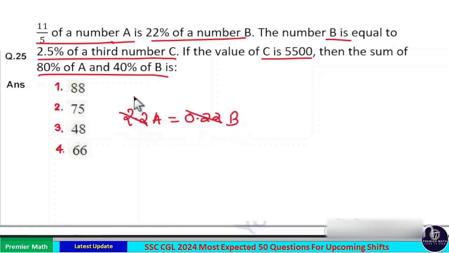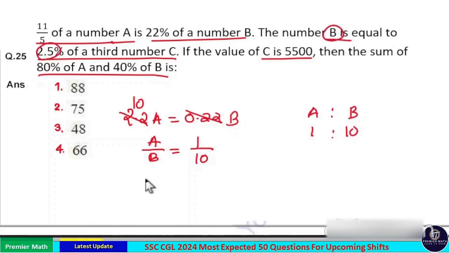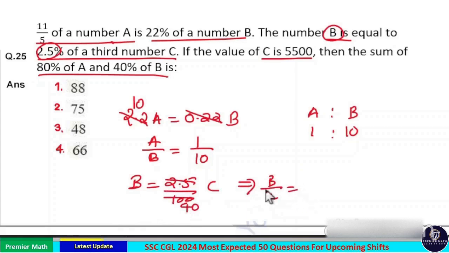Now 0.22 goes 10 times in 2.2. So A by B ratio is equal to 1 by 10. That is, if A is 1 part, then B is 10 part. Now B is equal to 2.5% of C. 25 goes 4 times in 100. So 2.5 goes 40 times in 100. So B by C ratio is equal to 1 by 40.